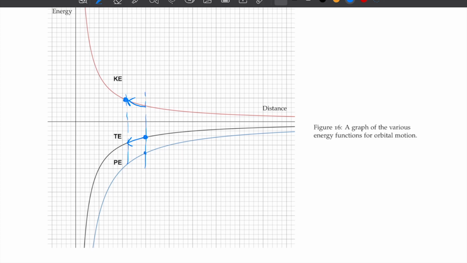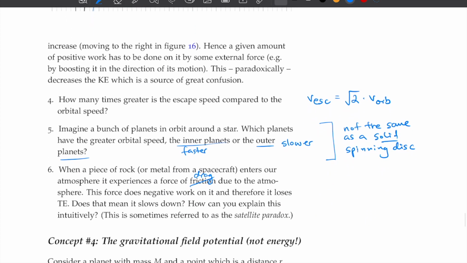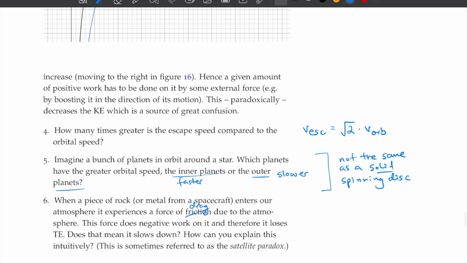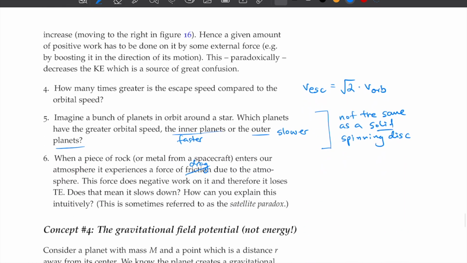Well, that's because we have to remember gravity's there. And when it loses total energy, it moves closer to the planet, which means it also loses potential energy, and it loses more potential energy than total energy. So in order for all the energy to balance out, it actually needs to increase its kinetic energy. So that's a little bit confusing. It's called the satellite paradox, that even though there's a drag force doing negative work on something, it actually speeds up because it's also falling closer to Earth and losing even more potential energy.